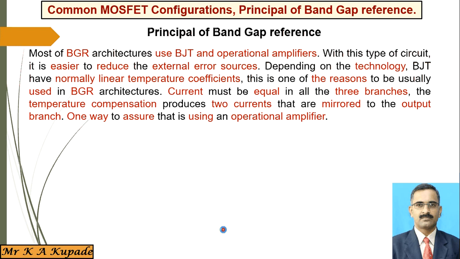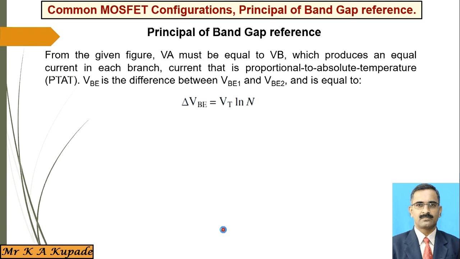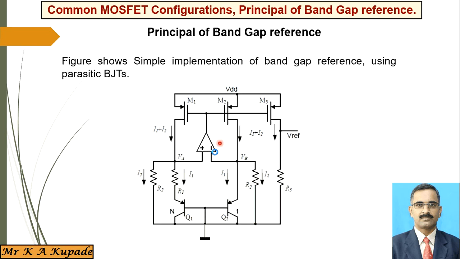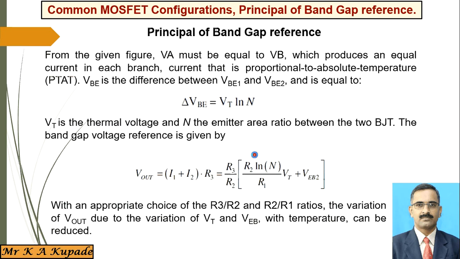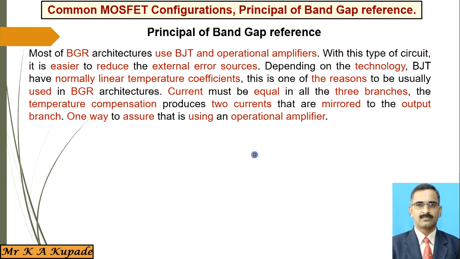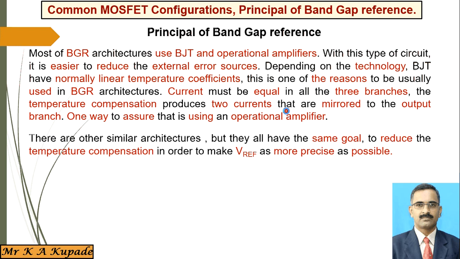Now, the current must be equal in all three branches. The output temperature compensation produces two currents that are mirrored to the output branches. In that particular circuit you are considering here, mirror circuits are considered, which are developing the equal current in those branches. This can also be assured by this particular operational amplifier.